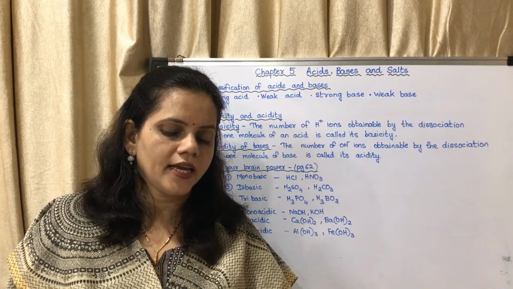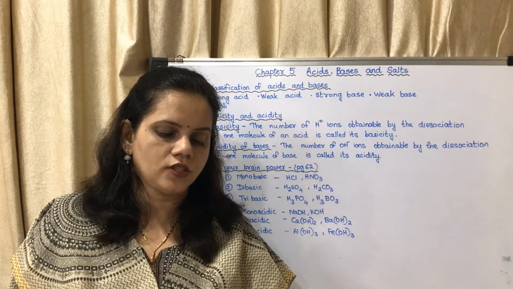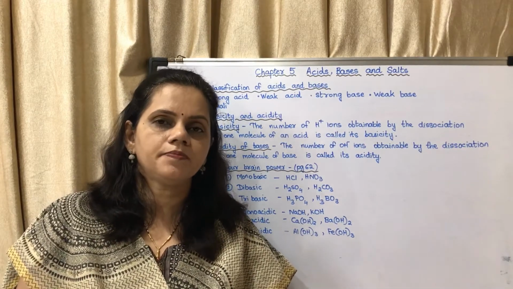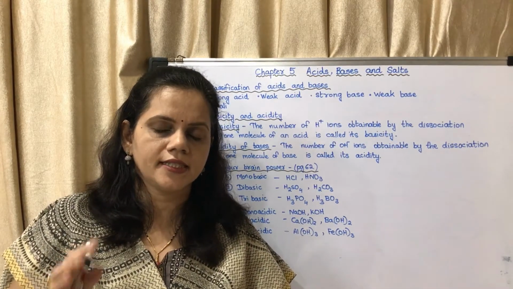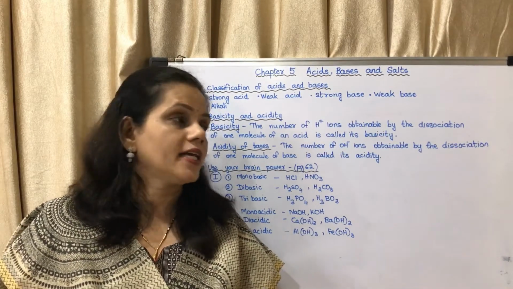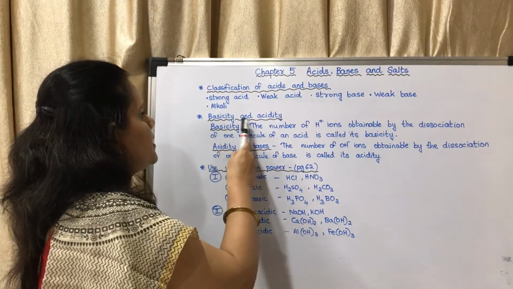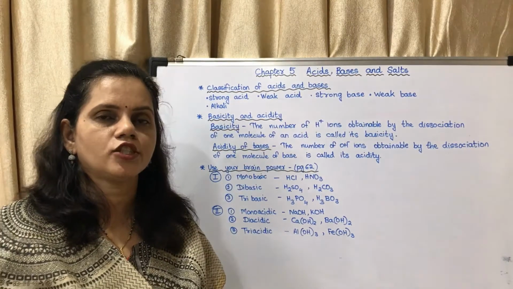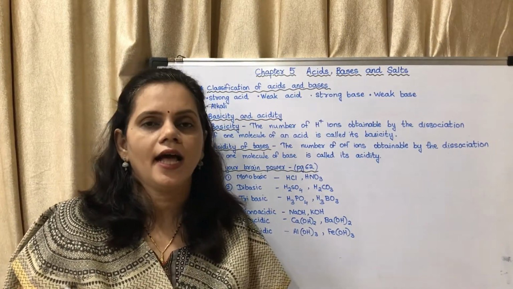For example, NaOH, KOH, NH3. Okay, so this is the classification of acids and bases. Now the next topic is basicity and acidity.